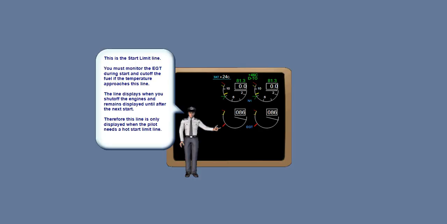A maximum start limit line, red, is displayed on the EGT indication when the fuel control switch is moved to cutoff. Thus, this line is normally displayed after engine shutdown and until the engine is running. The line remains displayed after the fuel control switch is moved to run until the engine is stabilized at idle. The EGT indication changes color to red if the EGT start limit is reached during starting.